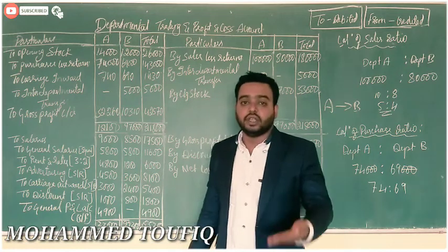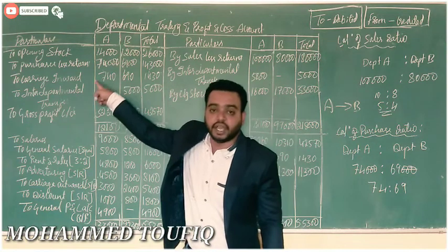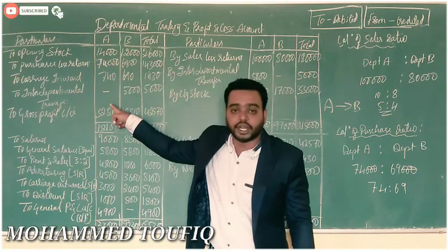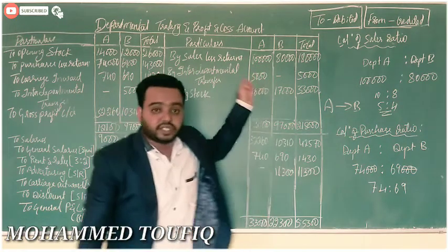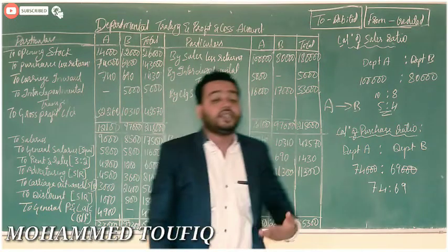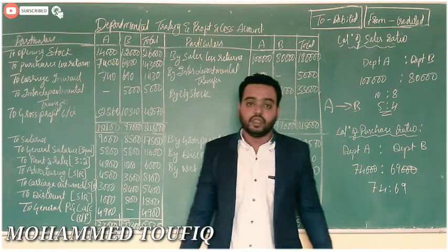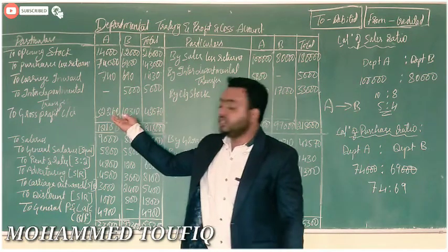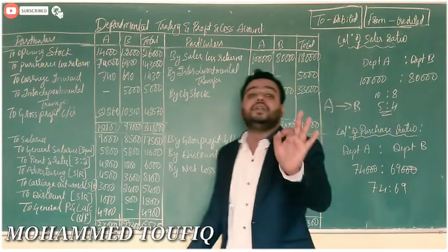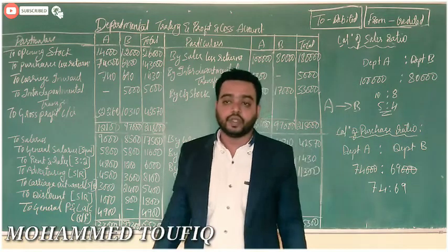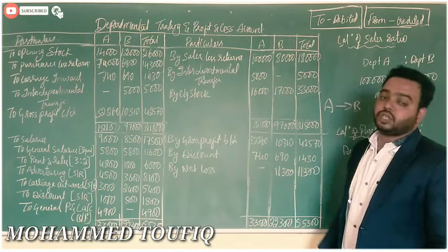Let us revise, students. You have to take opening stock, you have to take purchases, then if there are any direct expenses, those expenses should be allocated on the basis of respective ratio. Then you have to take direct income, that is sales, then closing stock, then do the interdepartmental transfer adjustment, which we have done. Then you will get the gross profit. Once you get the gross profit, it is brought down to the departmental profit and loss account. So we have written gross profit here in the departmental profit and loss account.